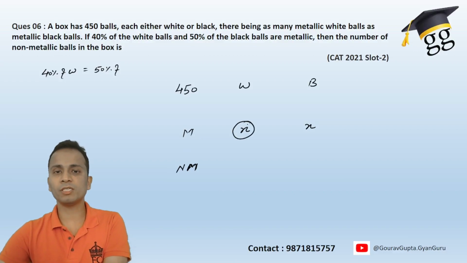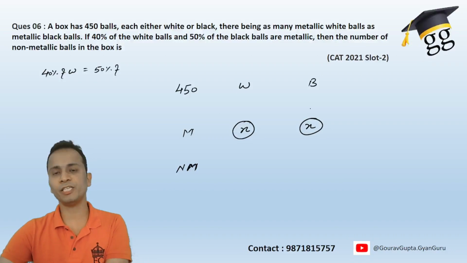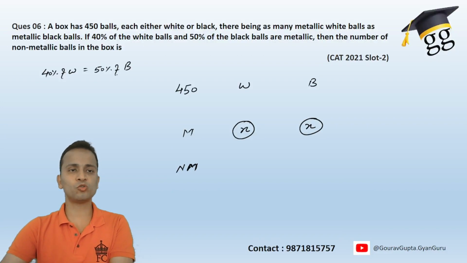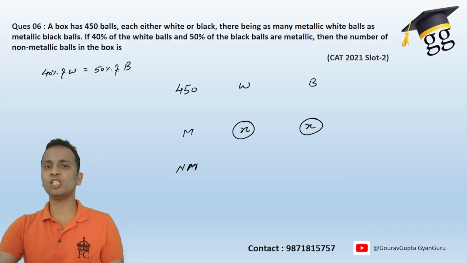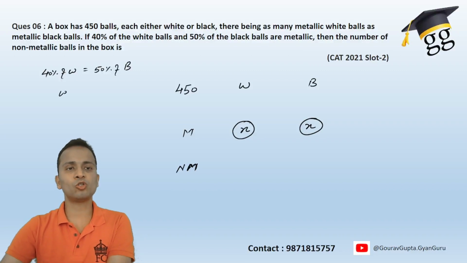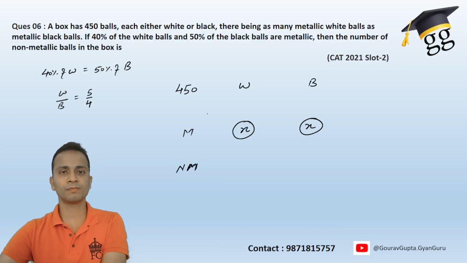they are talking about this x, which was equal. Okay, so if 40% of white balls and 50% of black balls are metallic and they are equal, so I can equate them. So 40% of total white balls is equal to 50% of total black balls. ठीक है. So total number of white balls upon total number of black balls, इसका ratio पता लग जाएगा. It will be 5/4. Okay.